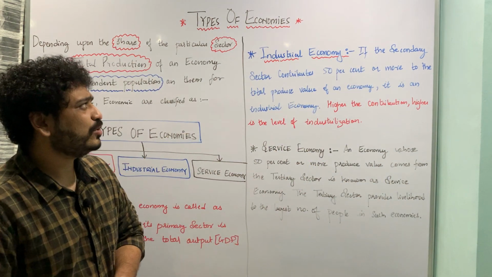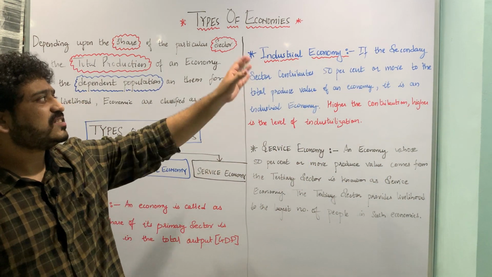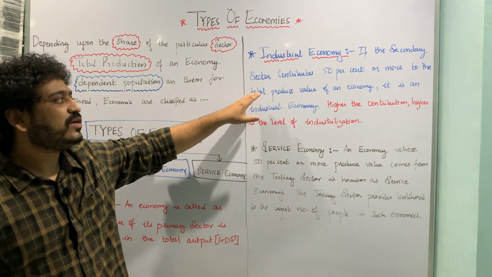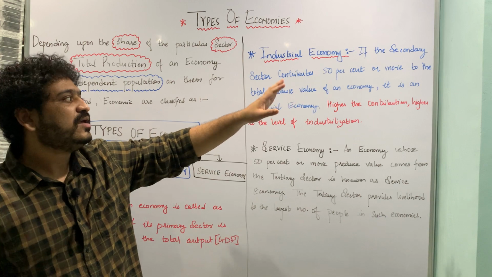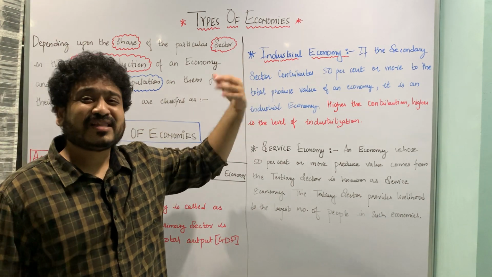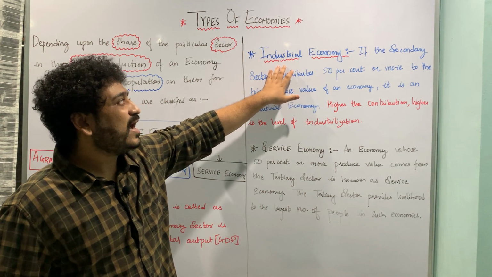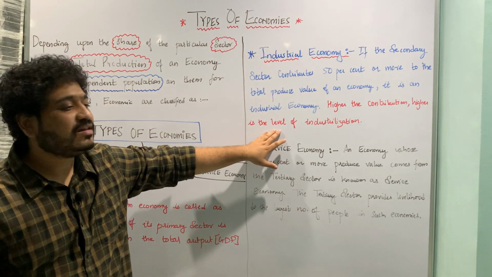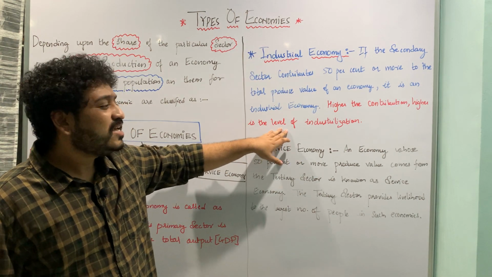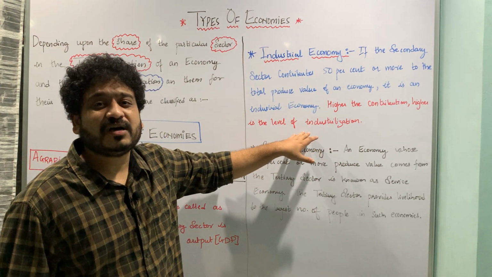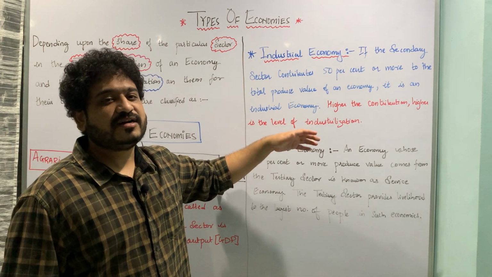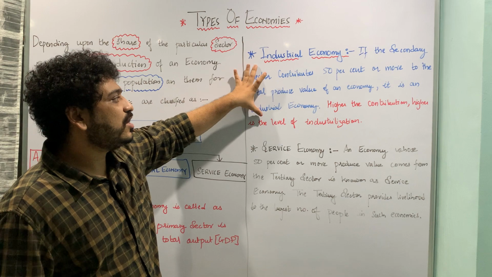The next I have for you is the industrial economy. If the secondary sector contributes 50% or more to the economic activity or total product value of the economy, it is called an industrial economy. The higher the contribution of industrial activities, the higher the level of industrialization is considered to be. You see this in most of the countries which moved into industrialization in the early 1900s. So, this is how you look at an industrial economy.